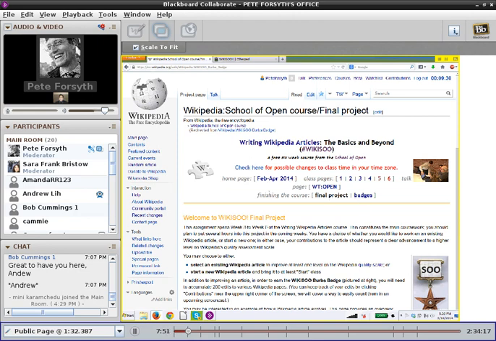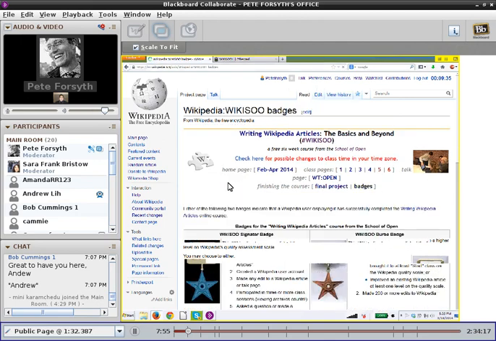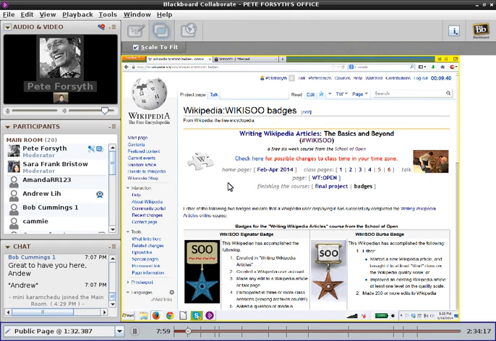So the Wiki Sue Burba badge is now the final project, and the badges are now linked in the banner for our course. So I'm going to click on the badges page here, and this describes the two badges that you can earn. The Wiki Sue Burba badge is the principal one that you should be aiming towards. Essentially, if you take any existing article and increase it one level on the quality scale that we've talked about, so from a stub or a start class article up to a C class, or if you take a C class article and bring it up to B class, that's the main thing we're looking for in the Wiki Sue Burba badge.